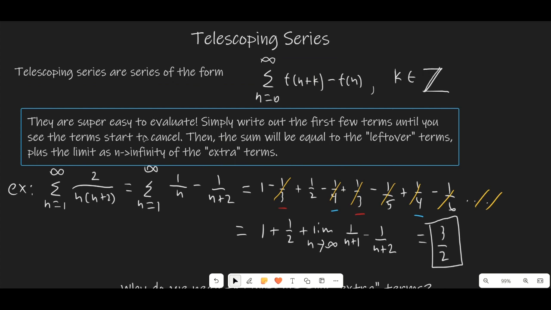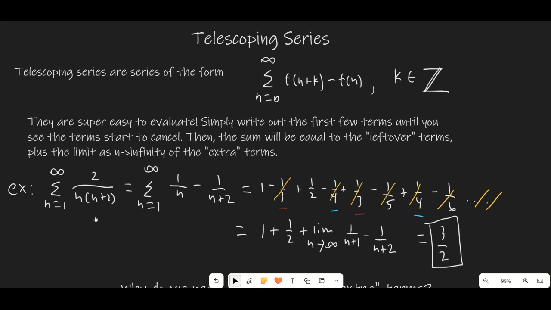Then the sum is going to be equal to the leftover terms at the start plus the limit as n goes to infinity of the extra terms. So let's see what that's going to look like here. In this situation, we have the sum from n equals 1 to infinity of 2 over n times n plus 2. Using partial fractions, this becomes the sum from n equals 1 to infinity of 1 over n minus 1 over n plus 2.